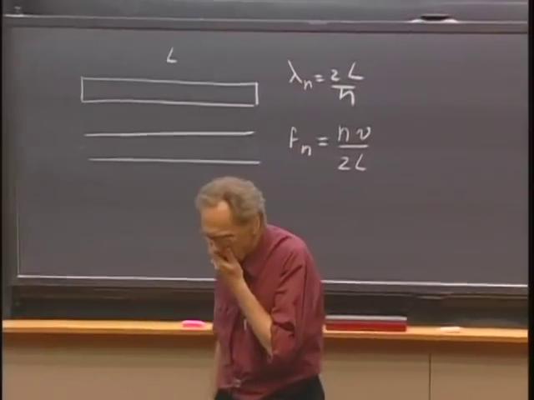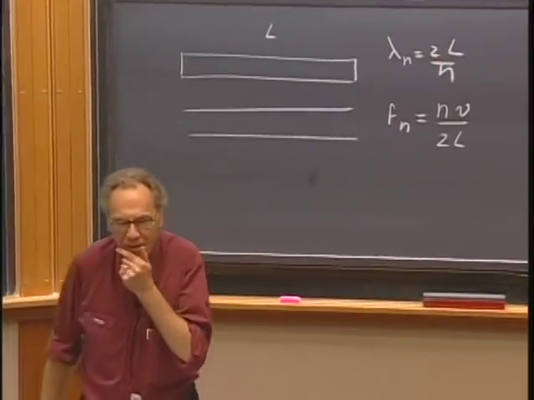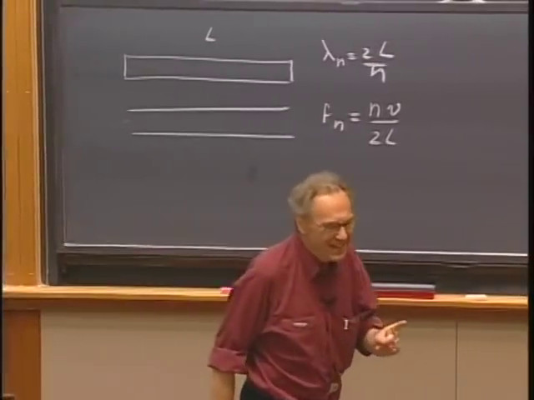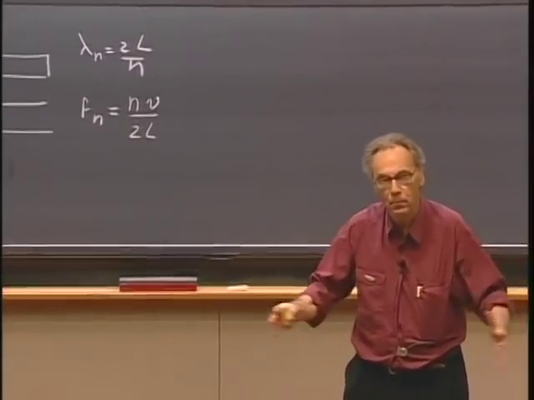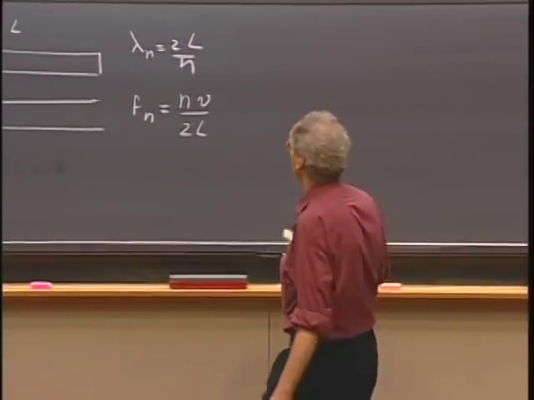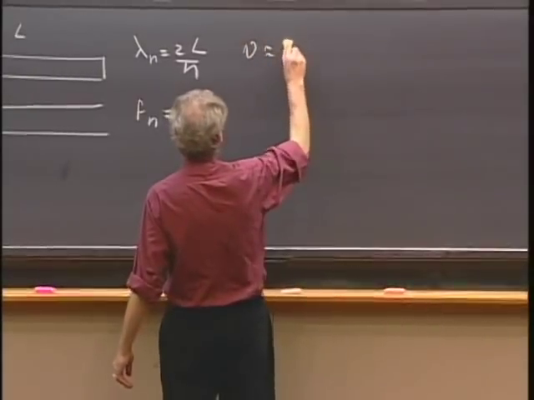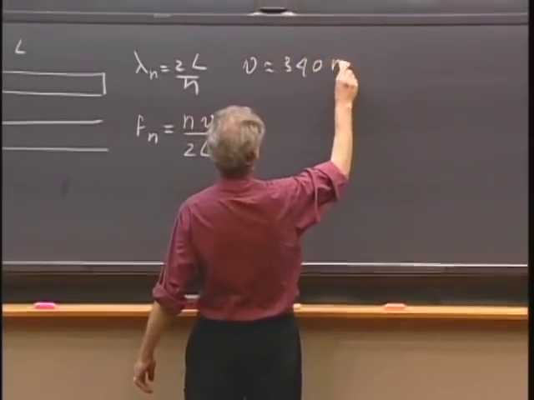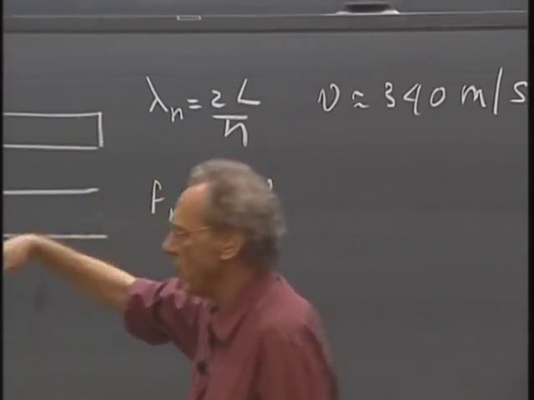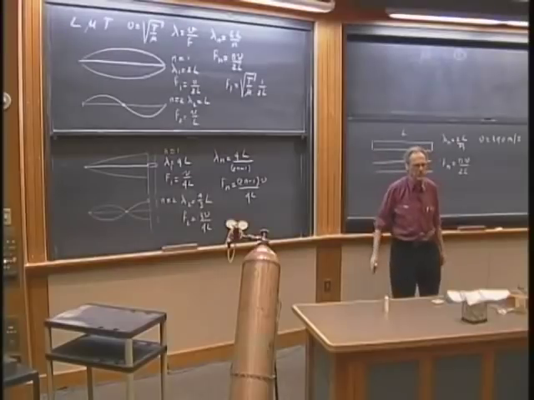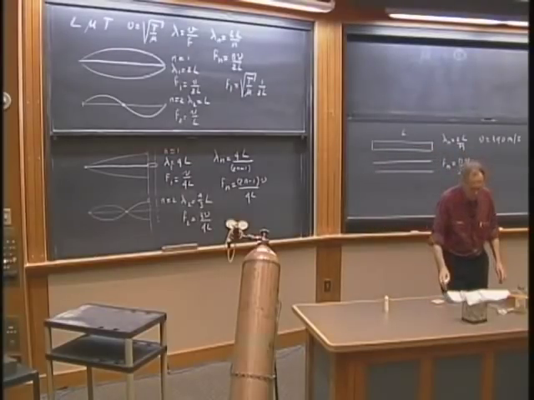But of course, the enormous difference is that v is a God-given. That is the speed of sound in air. The air column begins to oscillate. And so v now is approximately 340 meters per second, which is non-negotiable. So there is no way that you can manipulate mu and T to change the speed of propagation.